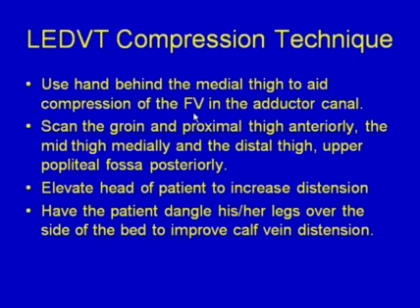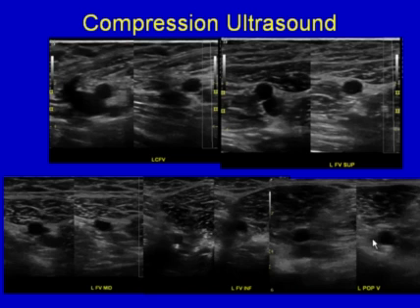You want to scan the groin and the proximal thigh from the anterior aspect. In the mid-thigh, you'll go medially to be on that femoral vein, and in the distal thigh, as the vein dives deeply, you may need to go posteriorly. And you certainly need to go posteriorly behind the leg to get to the popliteal vein. If you want the veins to be distended, it's good to have the patient's head elevated, and if you need to, have the patient dangle his or her legs over the side of the bed, and that will help you distend the calf veins to better see them.